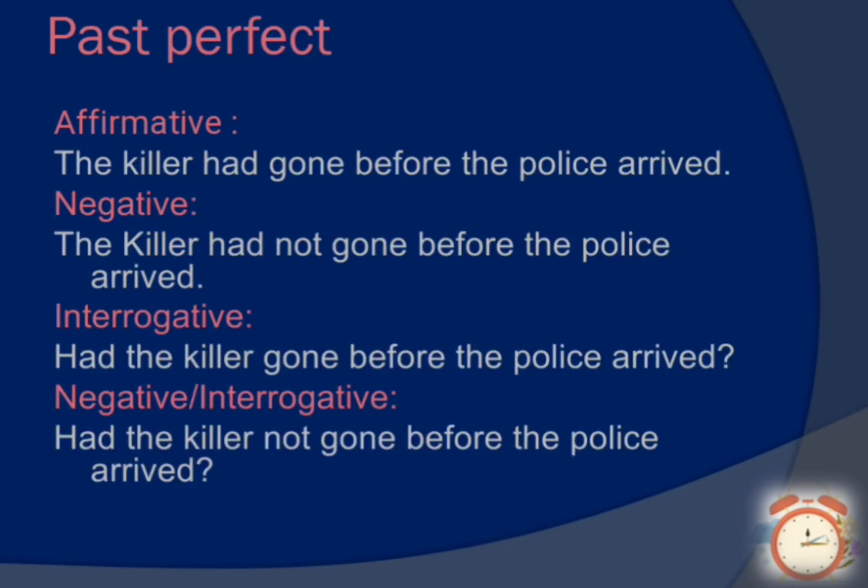Sentences for past perfect. Affirmative. The killer had gone before the police arrived. Negative. The killer had not gone before the police arrived. Interrogative. Had the killer gone before the police arrived? Negative interrogative. Had the killer not gone before the police arrived?